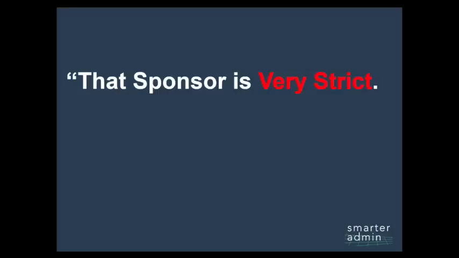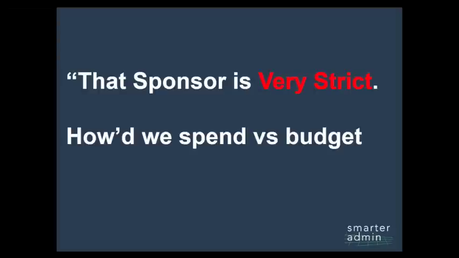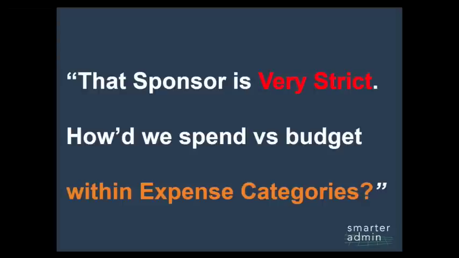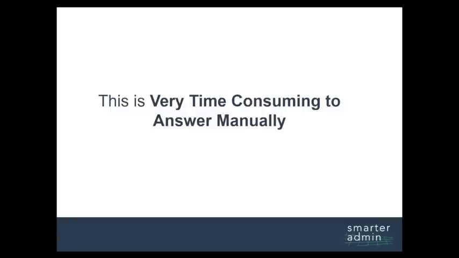Because you may be sitting there reviewing this with your PI, Dr. Jane Doe, and she could say to you, but that award sponsor is very strict. How did we end up spending versus what we budgeted within the expense categories? And this is a very reasonable question because many sponsors have strict rebudgeting restrictions. But it's also a very difficult question to answer and would take a long time to calculate manually award by award.